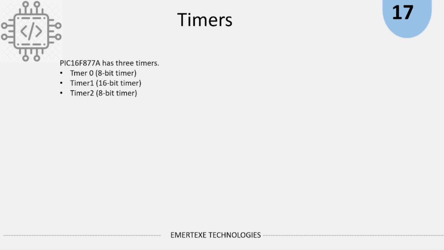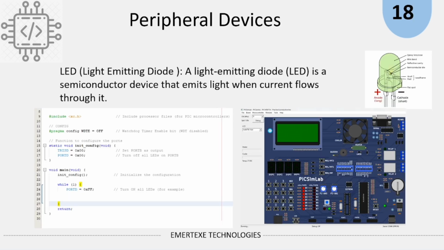Timers. PIC16F877 has 3 timers. Timer 0, which is an 8-bit timer. Timer 1, which is a 16-bit timer, and Timer 2, which is an 8-bit timer. Peripheral devices. First, LED. LED stands for light emitting diode. A light emitting diode is a semiconductor device that emits light when current flows through it. In this code, we can see that we have turned on all the LEDs of port D and turned off all the LEDs of port B.